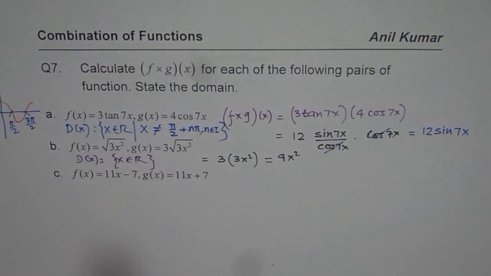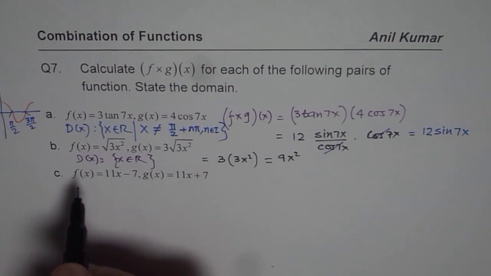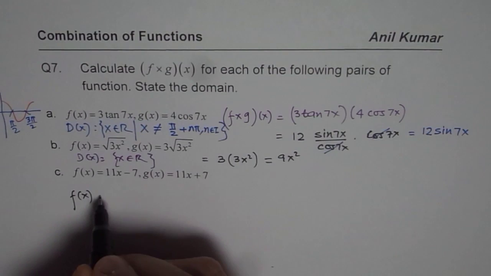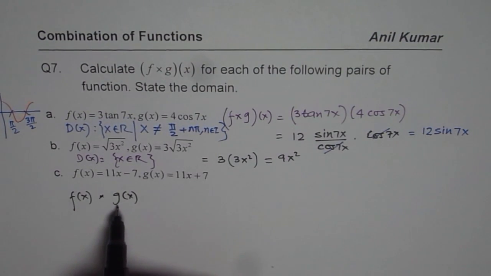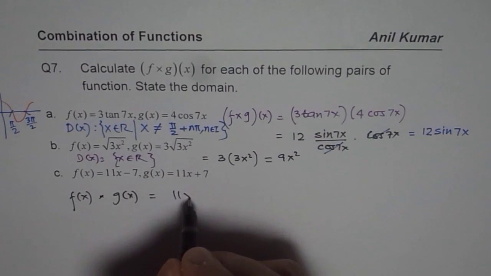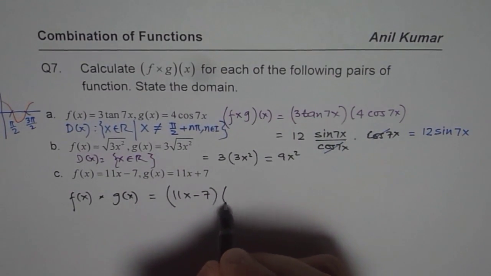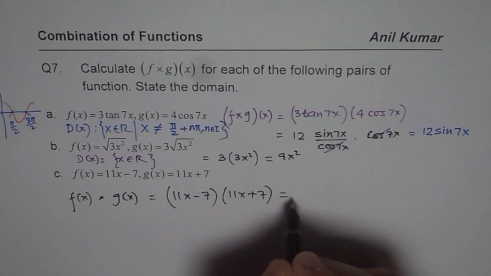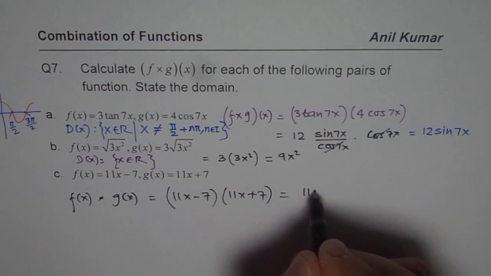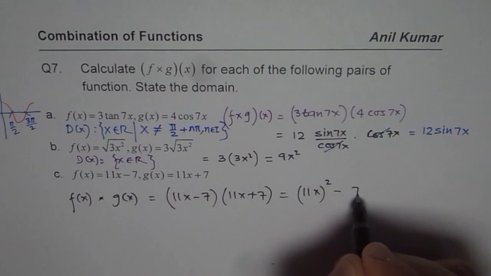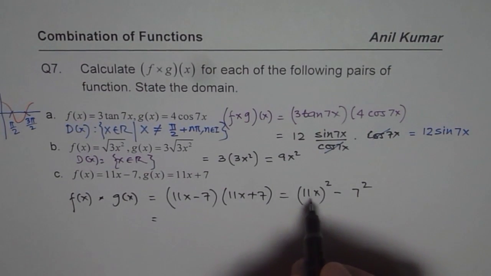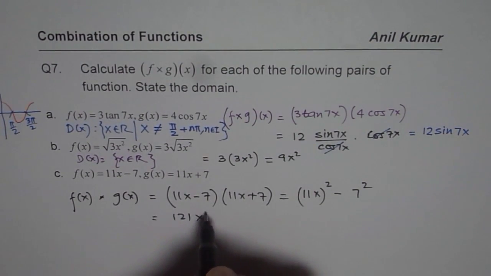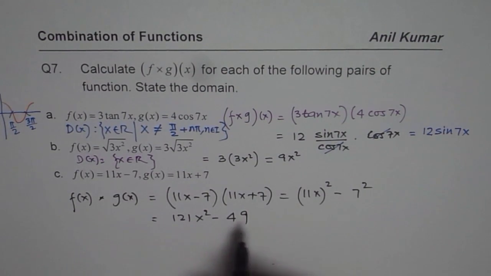The last one here is f of x times g of x. It could be written like this also, right? Both are the right ways of writing it. So we get 11x minus 7 times 11x plus 7. That is a difference of squares, so 11x whole squared minus 7 squared. That is what you get in this particular case. And when you expand it, 11 squared is 121, so you get 121x squared minus 49. So that is your answer.